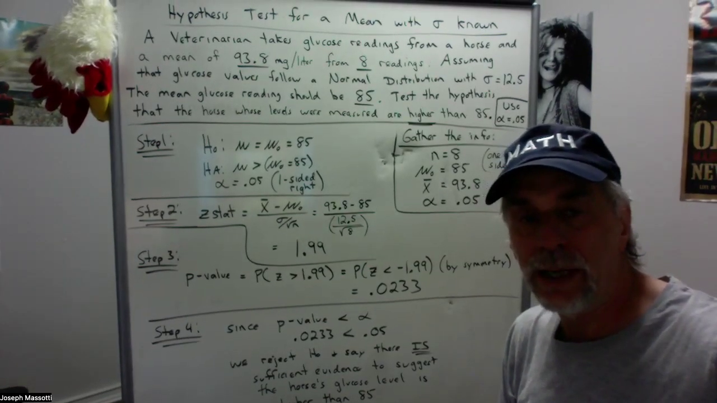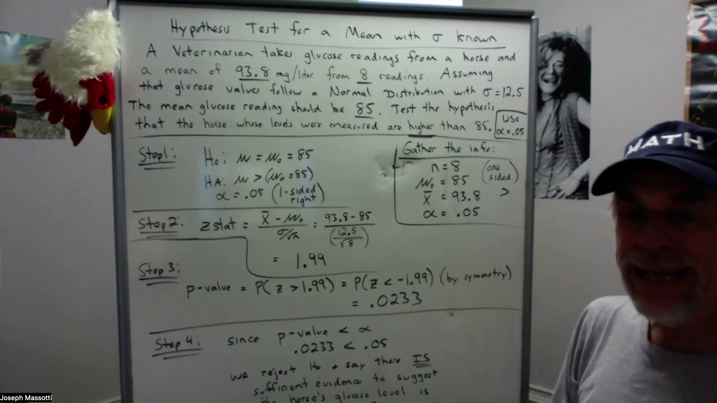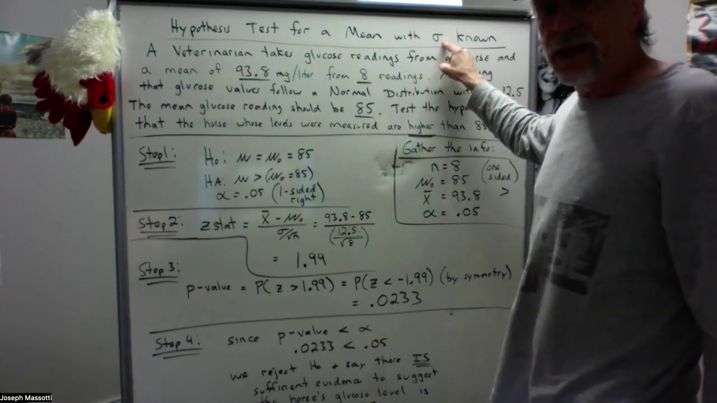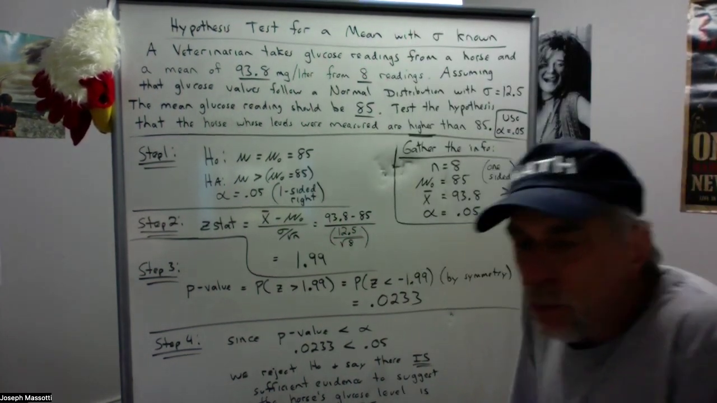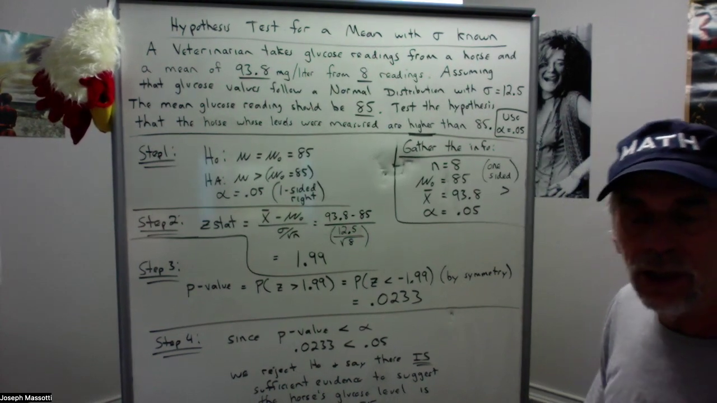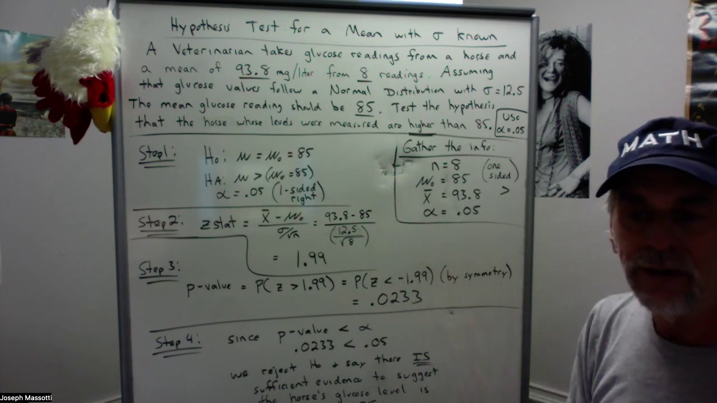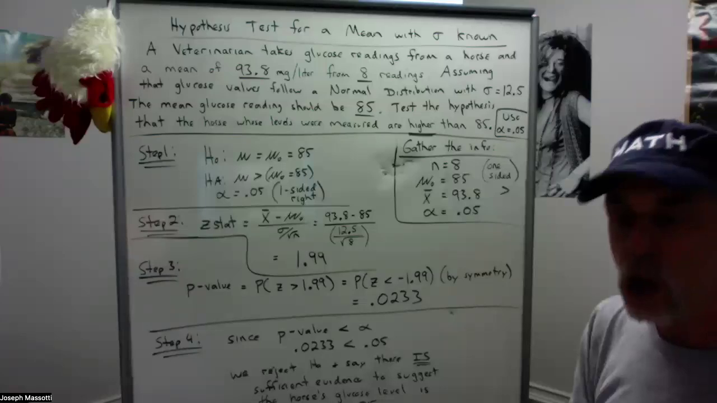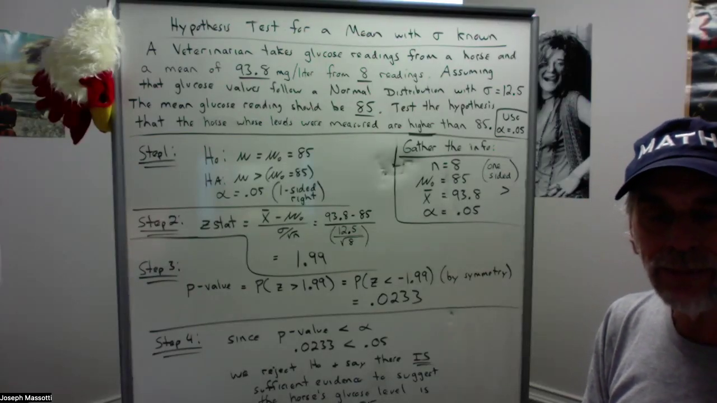All right, so we want to do a video on a hypothesis test on a mean when the population standard deviation is known. So I'm going to try to make a video for each of the different situations that you're going to come across. We'll do a hypothesis test for means when sigma is known. We'll make a video on a hypothesis test for means when sigma is unknown and we have to use a t statistic instead of a z statistic.